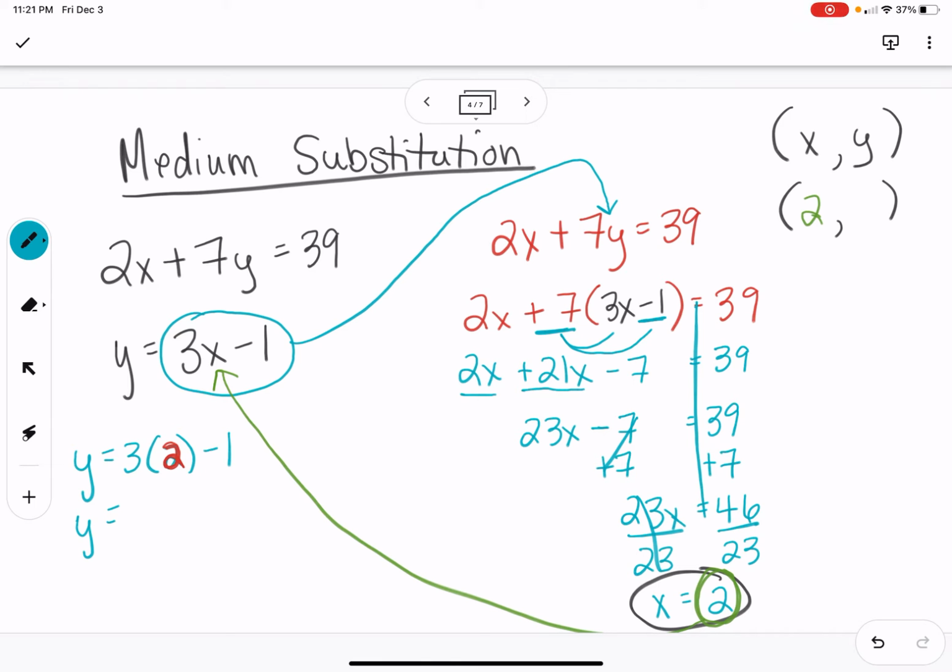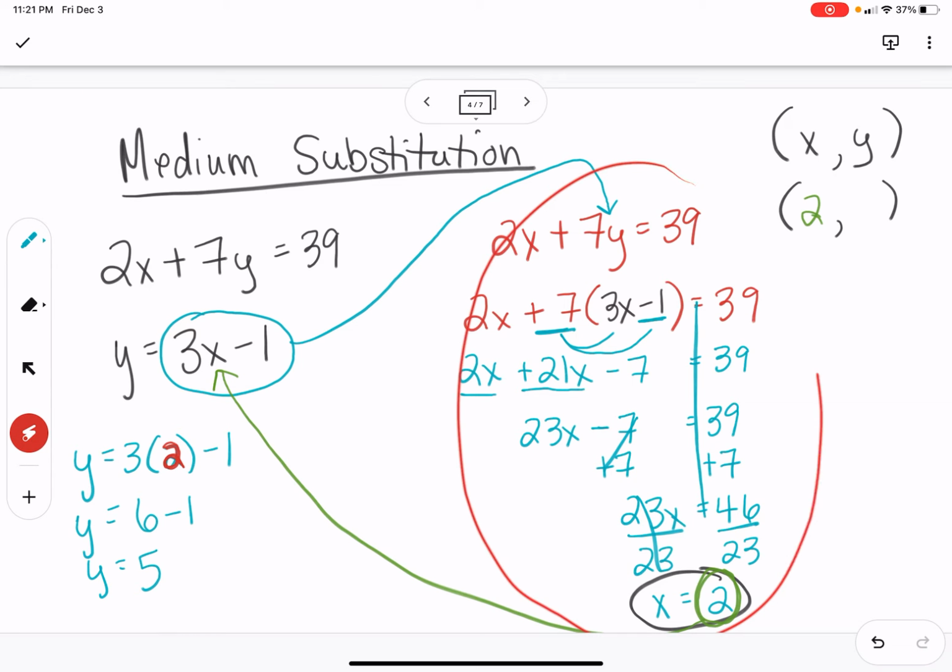And so to simplify, we do multiplication first. 3 times 2 is 6. Bring down the minus 1. And 6 minus 1 is 5. That is the easiest part of this substitution. If you can handle this hard part over here, then the last part is super simple.